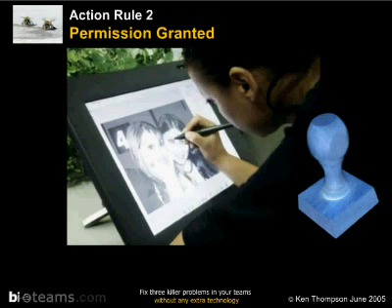Let's look at the second tactic, permission granted. What this means is nature's teams do not have any permission structures. When a member of a biological team receives a threat or opportunity message, they act instantly. They decide what to do and then they go and do it. There's no checking with anybody else.